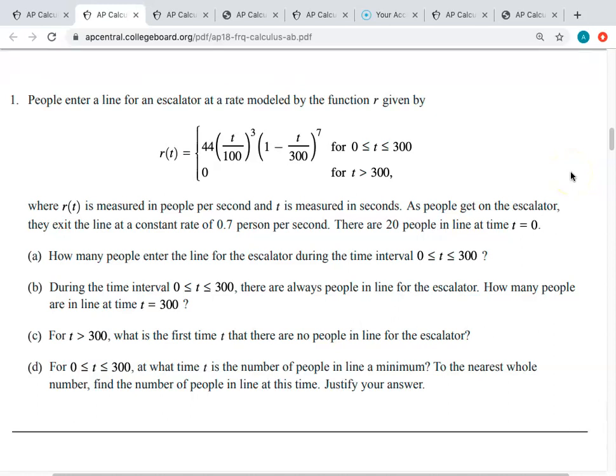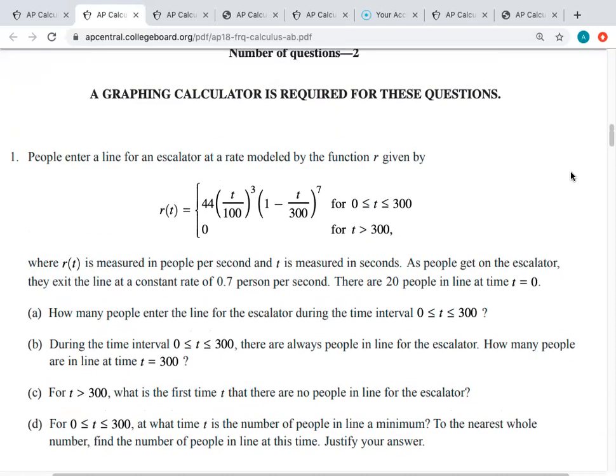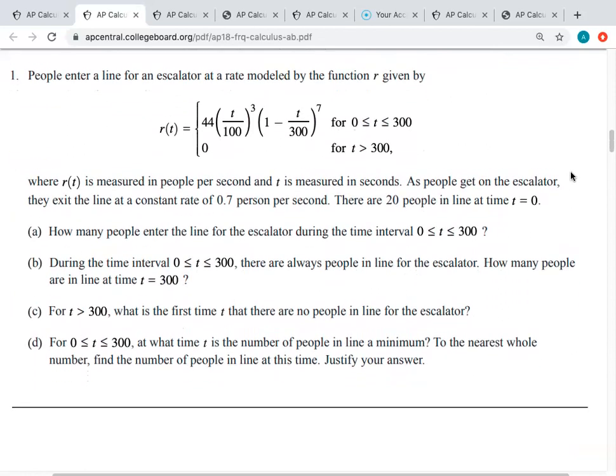All right. So here we have an escalator question. Oh wait, is it from 2017? I don't want to lie. 2018. Wow, we're really sticking with 2018. Okay, this is not 2017. This is also 2018. People enter a line for an escalator at rate R. As people get on the escalator, they leave the line for the escalator at a constant rate of 0.7.